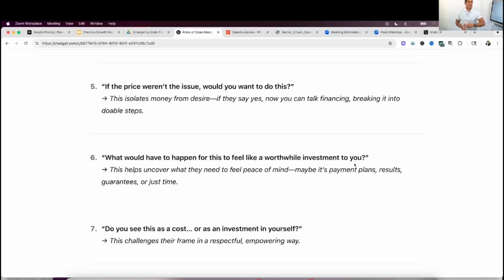Yes, I want to come in on Saturday. Yes, I want to come in on Friday. Yes, I want a payment plan. It's too hard for them to commit when they're in the gray zone. So what you have to do is be in the zone with them so they feel understood. And the way to do that is to ask the right questions, because the question is the pass to the zone. So what would have to happen for this to feel like a worthwhile investment to you? That puts you right in the zone with them.